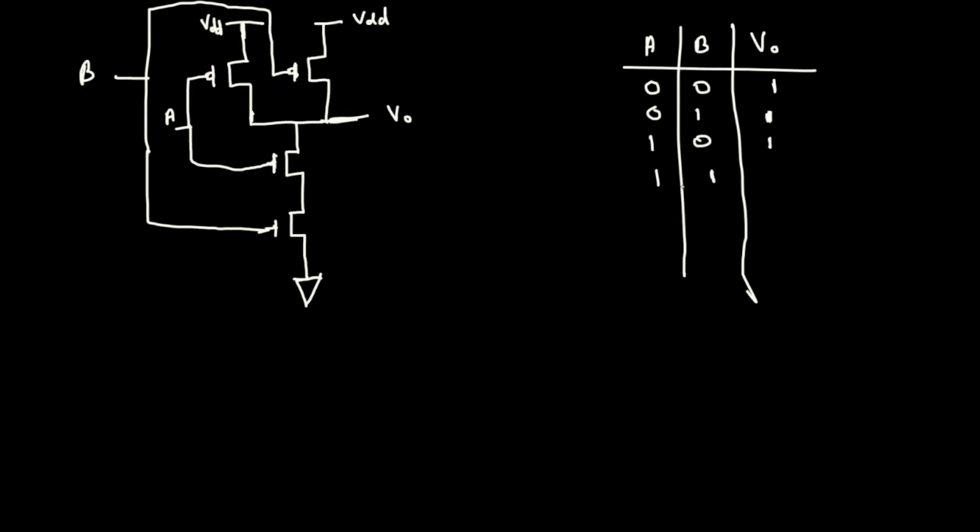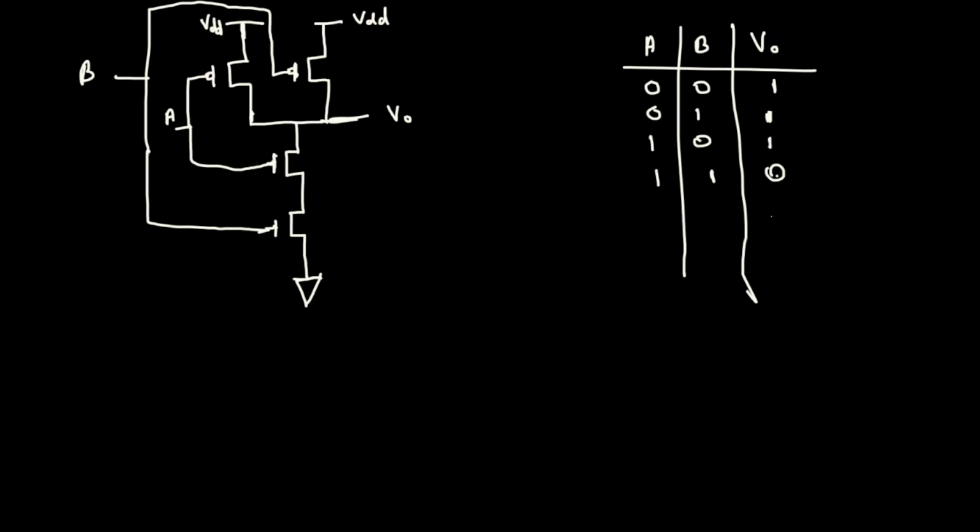And then 1 1 is the situation where these two are going to be open circuited, which means there's no connection between VDD and V output. The only connection is that these two NMOS are turned on, which means this is short circuit, but this is connected to the ground, which means whatever the V output is here is going to be just 0.